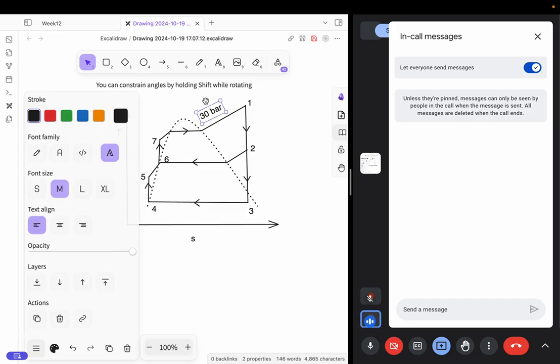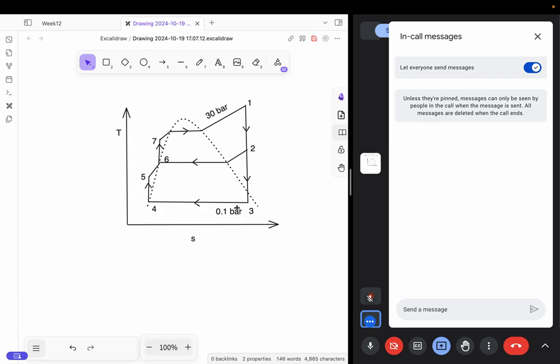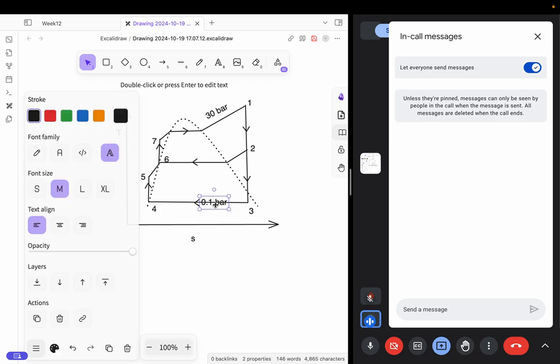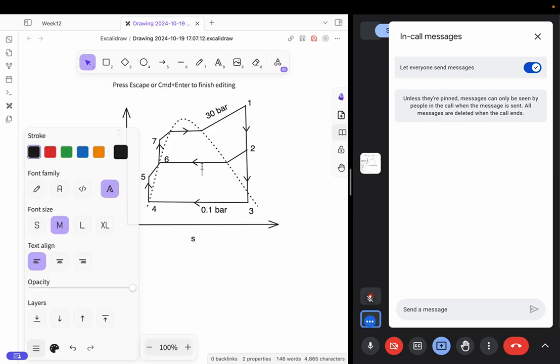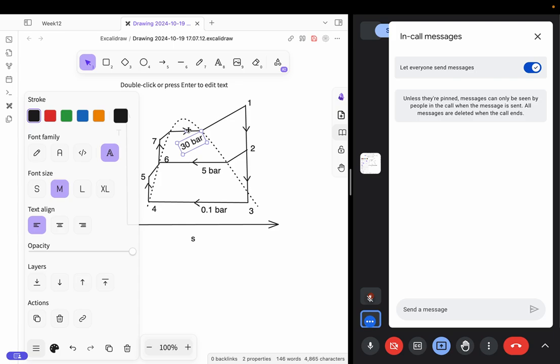This is the 30 bar line. And the exhaust is happening at a pressure of 0.1 bar. So this is 0.1 bar. And then there is an intermediate feed water heater. The feed water heating is happening at 5 bar. That is also given. So this pressure will be 5 bar. We put everything here so it will be consistent: 30 bar, 5 bar and 0.1 bar.